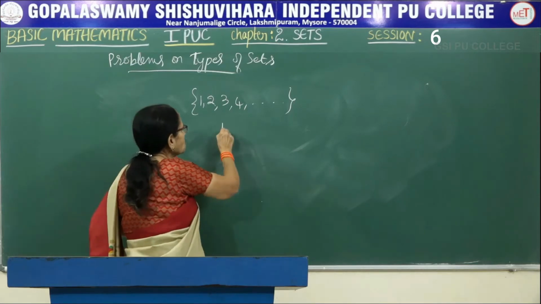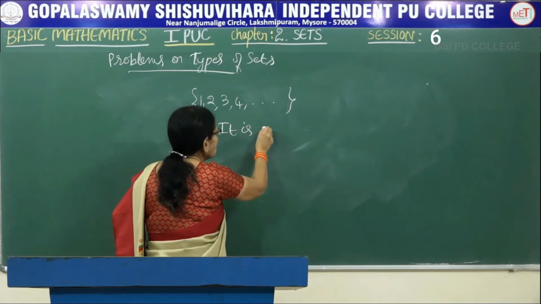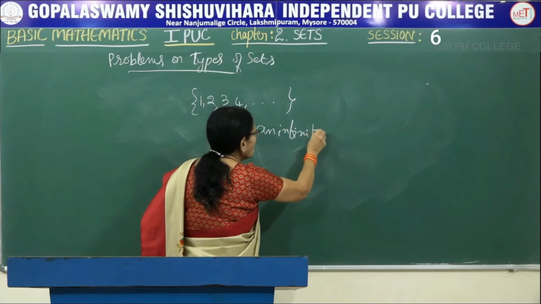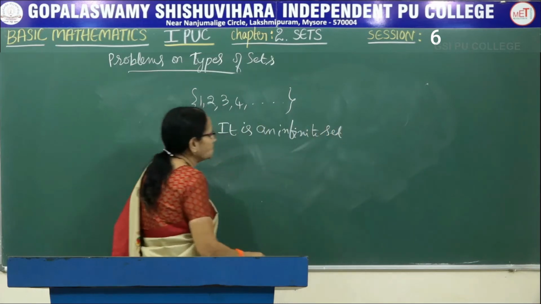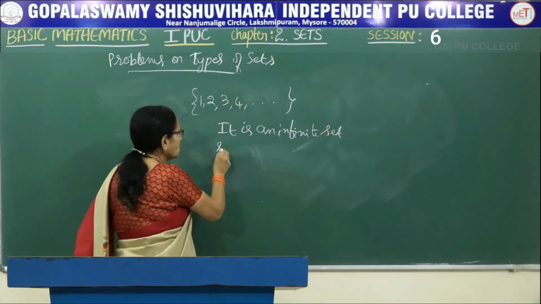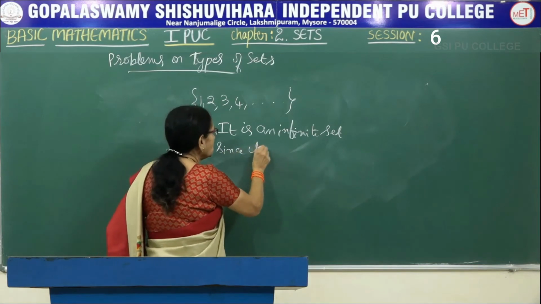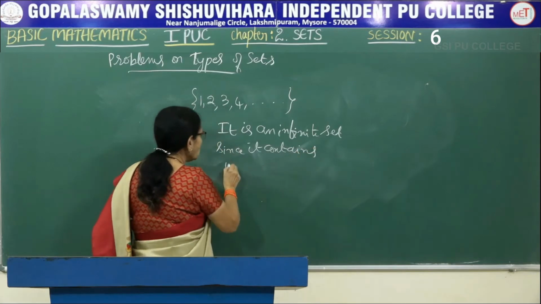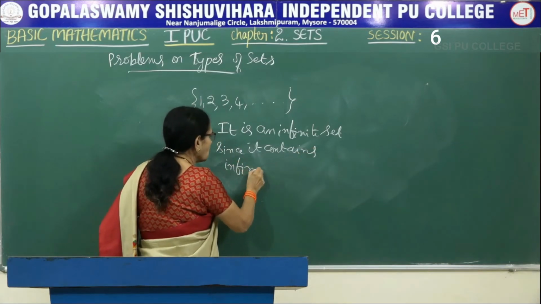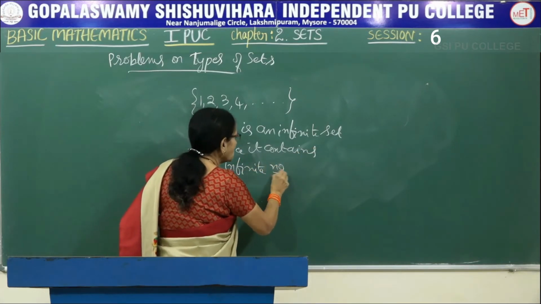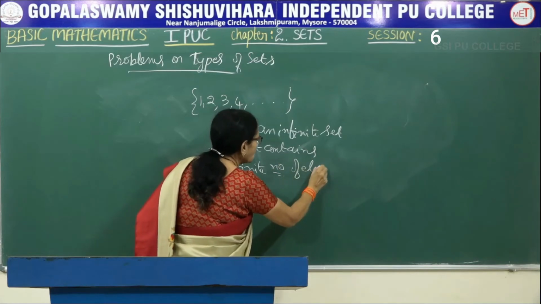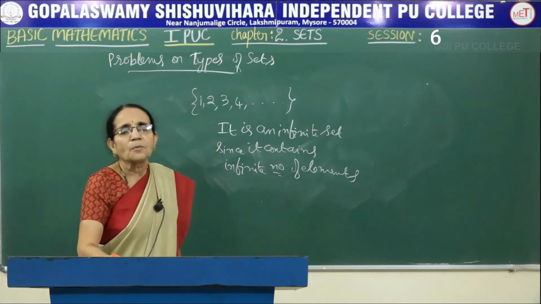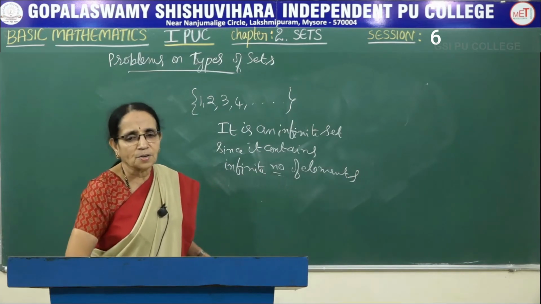Therefore, how do you write this one? It is an infinite set. What is the reason here? Since it contains an infinite number of elements. We do not know the exact number of elements, therefore we call it an infinite set.